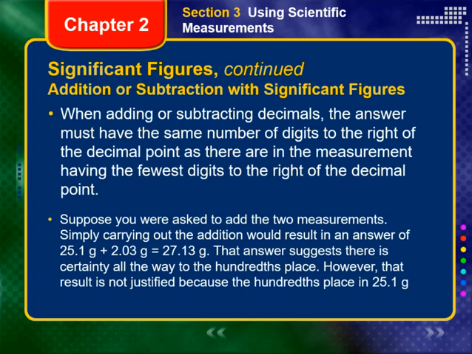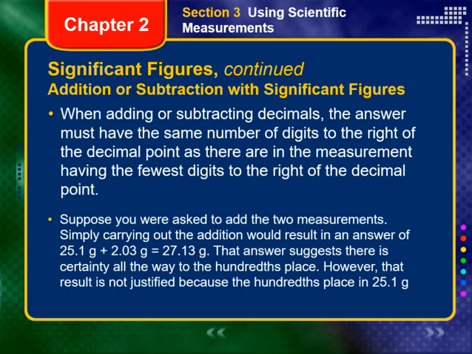That answer suggests that there is certainty all the way to the hundredths place. However, that result is not justified because the hundredths place in 25.1 grams is completely unknown. The answer must be adjusted to reflect the uncertainty in the numbers added. When adding or subtracting decimals, the answer must have the same number of digits to the right of the decimal point as there are in the measurement having the fewest digits to the right of the decimal point. When working with whole numbers, the answer should be rounded so that the final digit is in the same place as the leftmost uncertain digit.